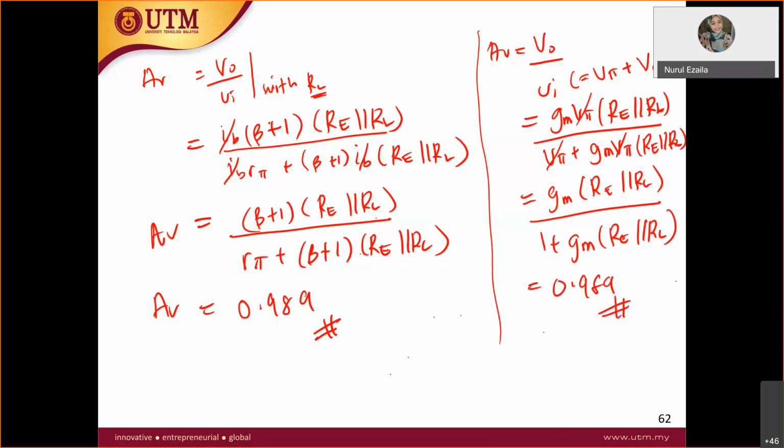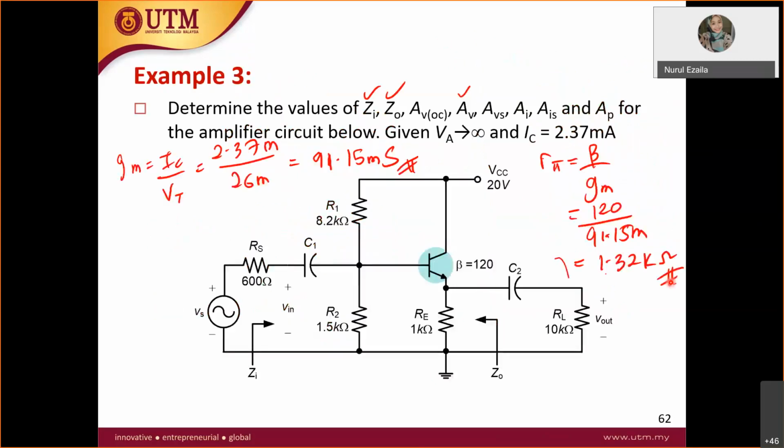Are you all clear? So you choose whichever you prefer. This way also correct, this way also correct. Are you all clear? Hello? Yes, doctor. Yes, great. Okay, so for the rest here, so Av, Ai, Ais, everything here you can do on your own.